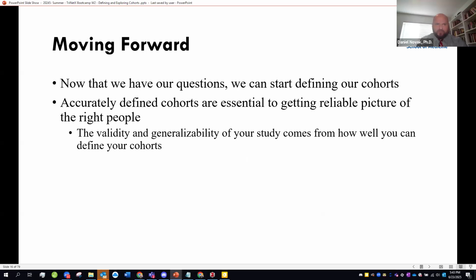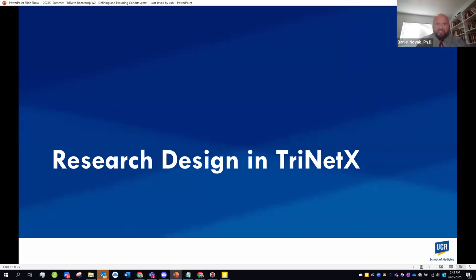So now we have our questions. We can start defining our cohorts. Accurately defining your cohorts is essential to getting that reliable picture of the right people that I talked about a moment ago. And the validity and generalizability of your study comes from how well you can do that cohort definition.